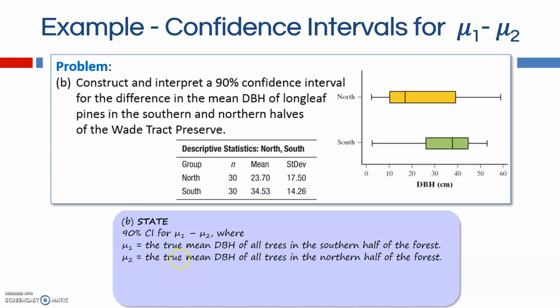Mu2 is the true mean DBH of all trees in the northern half of the forest. Again, if you're not told how to define your parameters, you can choose whatever order you want. Here, we're just going to follow the book's order of southern and northern. So mu1, mu2. If you want to label this as mu sub s, and maybe call this mu sub n, that would also be totally fine. You can use little descriptors for your subscripts.